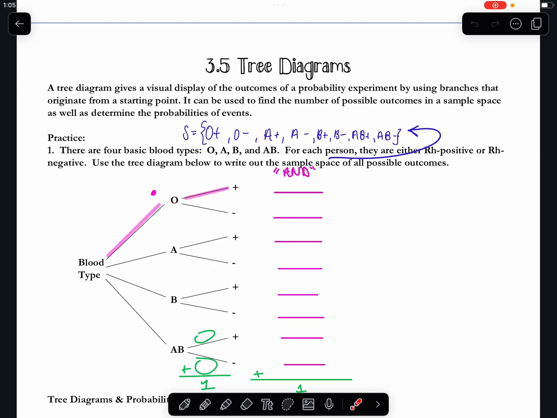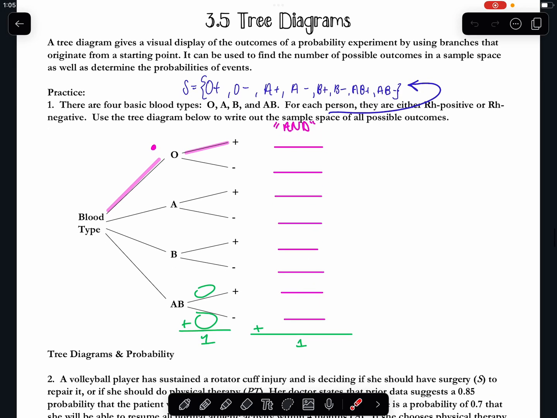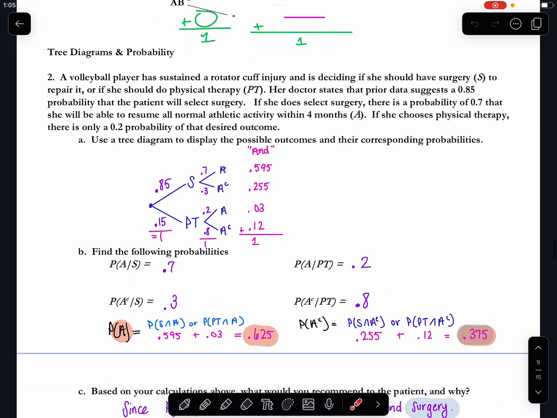As we move across, we can multiply the probabilities. So we take this probability times that probability, and I'm going to add one more branch, and this is our AND probabilities. If you add all of these together, they'll add to equal 1. So let's see how it works out with this first example.